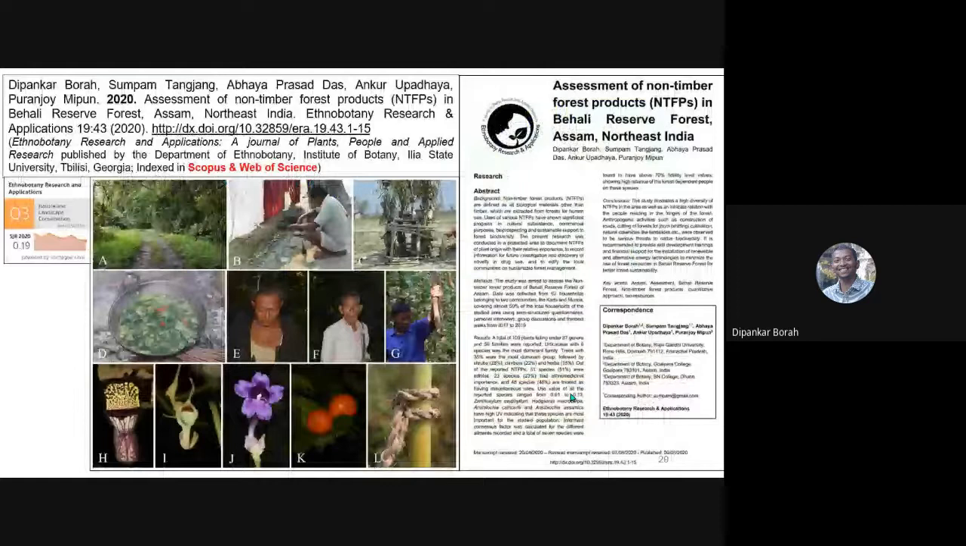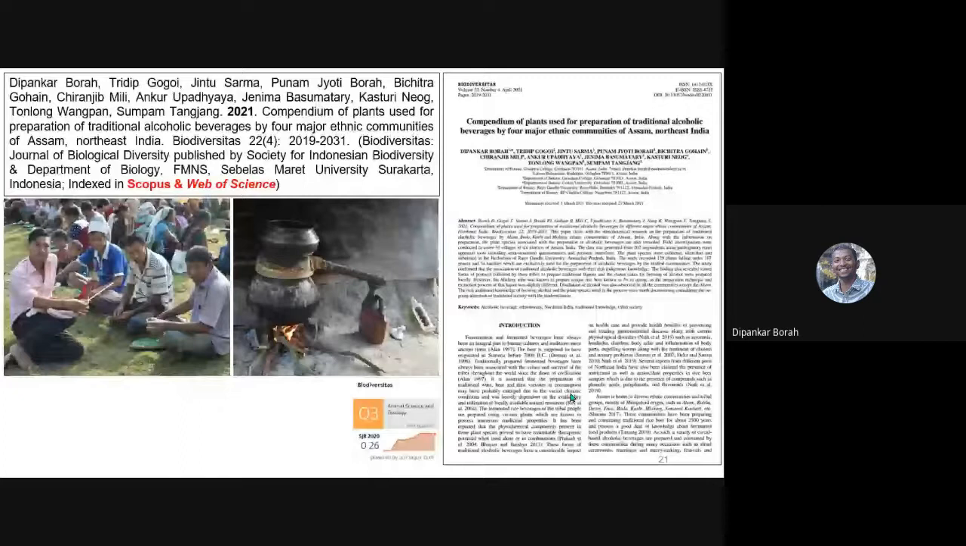The data on the assessment of non-timber forest products in Behali Reserve Forest was then published in the journal Ethnobotany Research and Applications, published by the Ilia State University, Georgia. Again, the data on the plants used for preparation of the traditional wine by the Karbi community of BRF, along with 3 other communities of Northeast India, was published in the journal Biodiversitas, published by Sebelas Maret University, Indonesia.